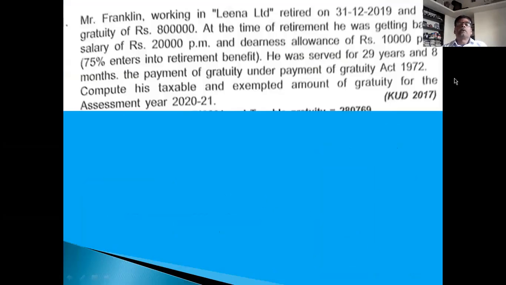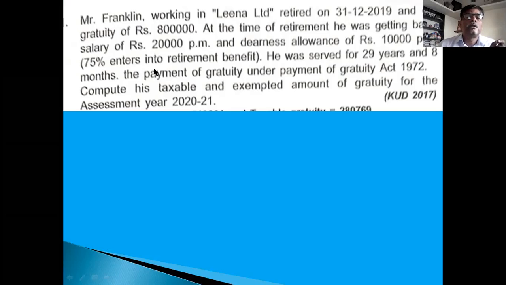First, you see this example. Mr. Franklin, working in a Lina Limited, retired on 31st/12/2019. Gratuity received is 8 lakh. He received gratuity rupees 8 lakh at the time of retirement. He was getting salary of rupees 20,000 per month, and dearness allowance is 10,000 per month.